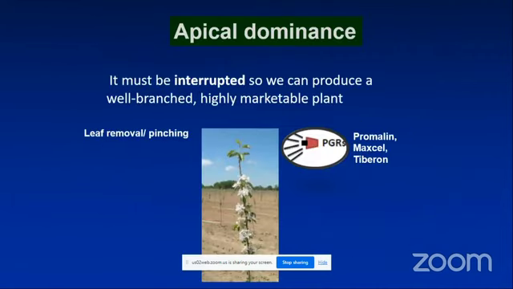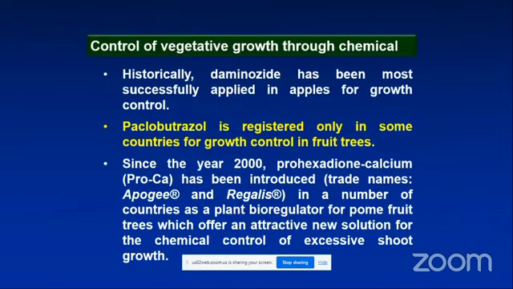This is apical dominance, and how it is required for this. In making the spur type feathering of the plant, we can use Promalin, Maxcel, and Tiburon plant growth regulators also. And controlling the vegetative growth through chemicals is also possible.